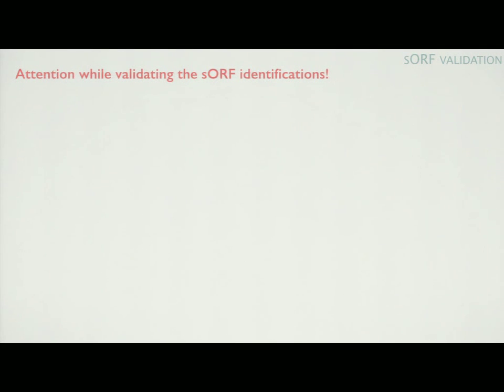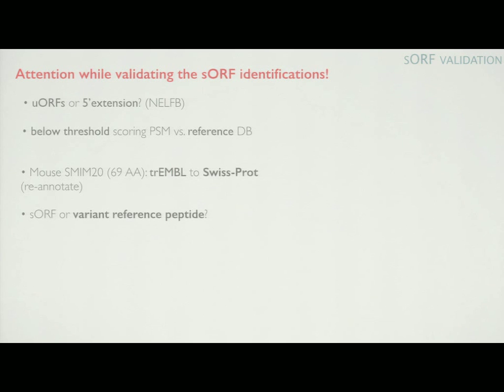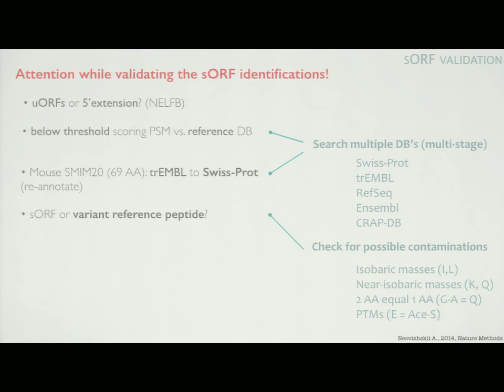Attention. While trying to identify these small open reading frames, one must be very cautious. An upstream open reading frame could also point to a 5' extension. A small open reading frame could also point to a below-threshold identification happening in a reference database. A small open reading frame could also point to some sequence which is available and translated in the reference database, or to a variant peptide. So you have to be really careful, and you have to scan multiple databases to really know what you're talking about. And you also have to take into account some contaminations.